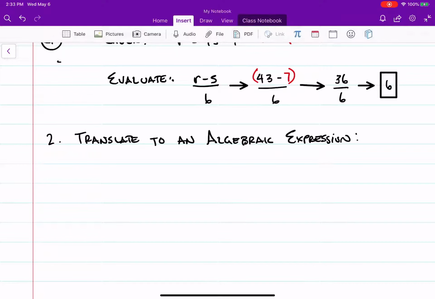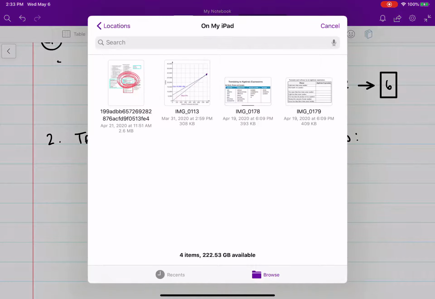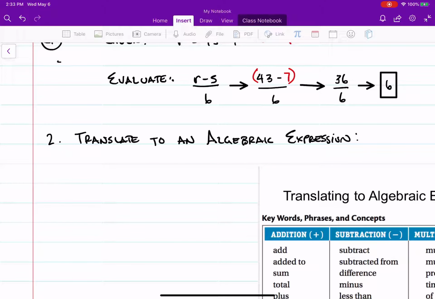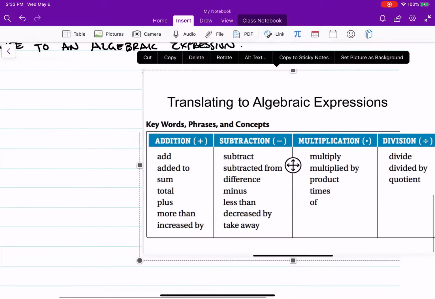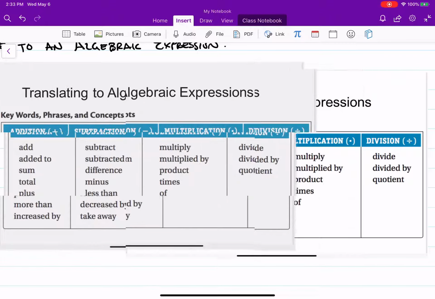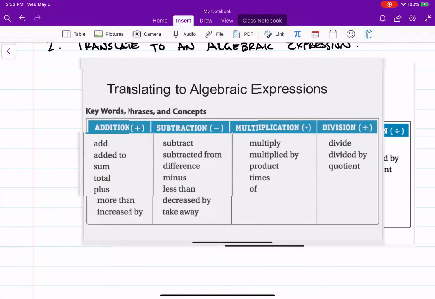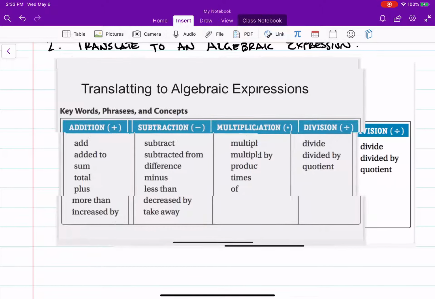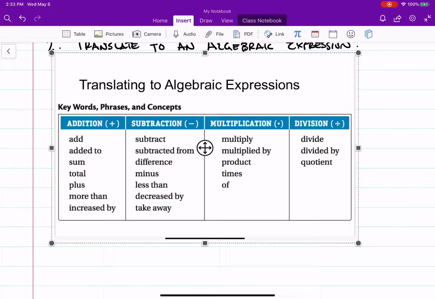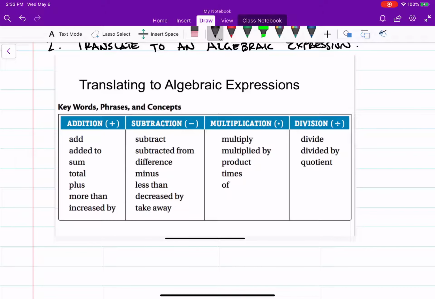So what I want to do here is I want to put in a chart here that is talking about the different words versus its operation, okay? So if you notice, there goes your words, all right? So add to, sum, total, plus, more than, increase by, those are all addition types, okay?